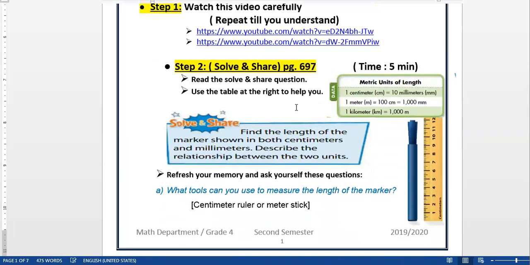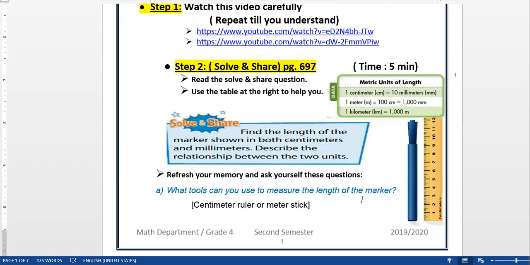And now it's time to work on the problem solving. Open page 697, read the problem, and use this table to help you. Let's start. We should spend only 5 minutes on this question. Find the length of the marker shown in both centimeters and millimeters. Describe the relationship between the two units. Okay, look up here. How long is this marker?